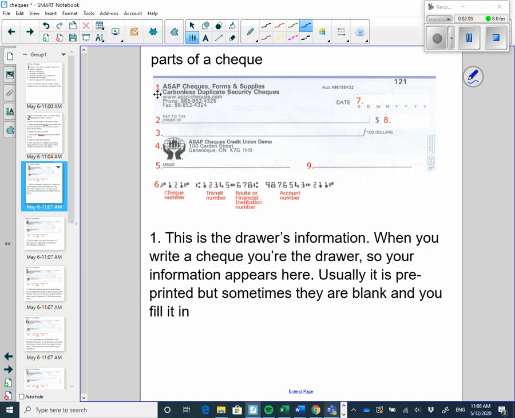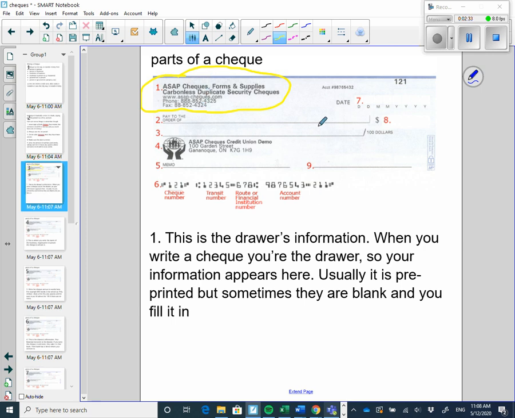They're numbered here. This is part number 1 right here. Part number 1 is called the drawer's information. When you write a check, you're the drawer. You're drawing money off your account, so your information appears here. Usually it's pre-printed. For example, I have a checking account and a whole bunch of checks that say my name and address right here.